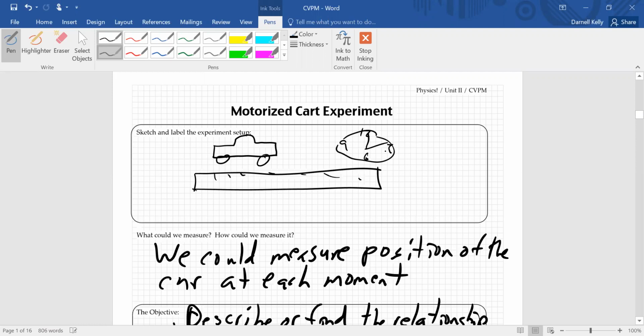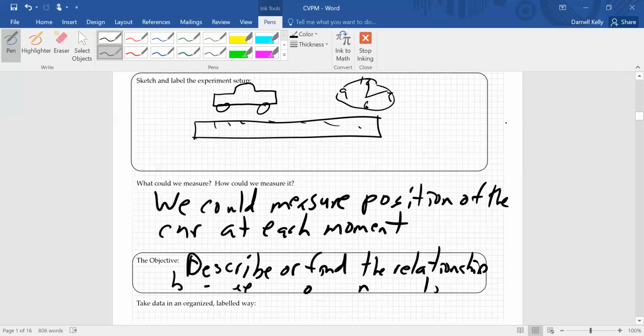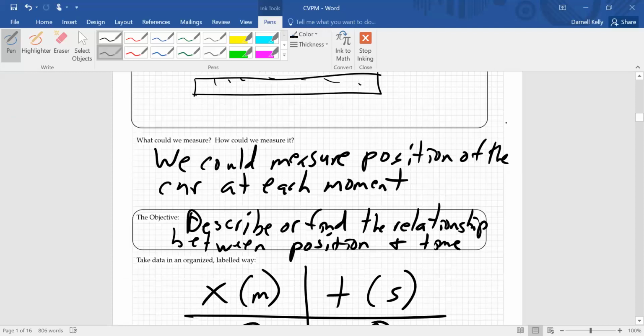It doesn't have to be perfect. Don't have the art teacher yell at me. Druzy, formerly known as Mrs. K, but anyway. So yeah, we can just sketch and label. She's the art teacher, right? This is her associate. Yeah, they're all first name basis.